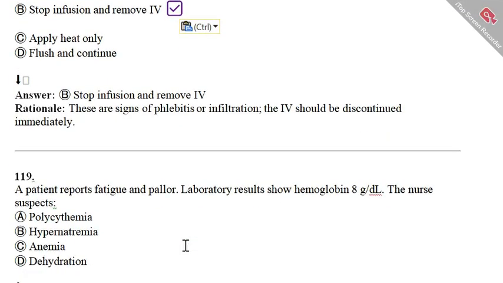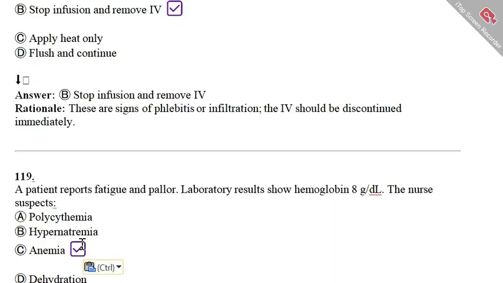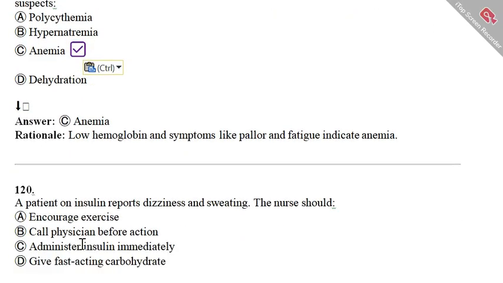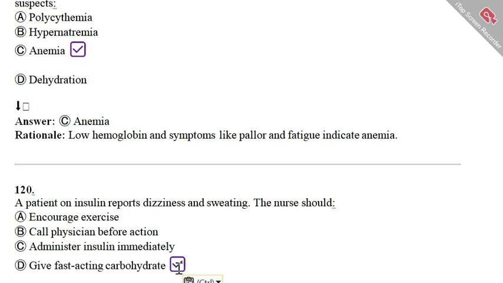Next question is, a patient reports fatigue and pallor. Laboratory result shows hemoglobin 8. The nurse suspects... Correct option is option C, anemia. A patient on insulin reports dizziness and sweating. The nurse should... What the nurse will do in this situation? The correct option is option D, which is give fast-acting carbohydrate.